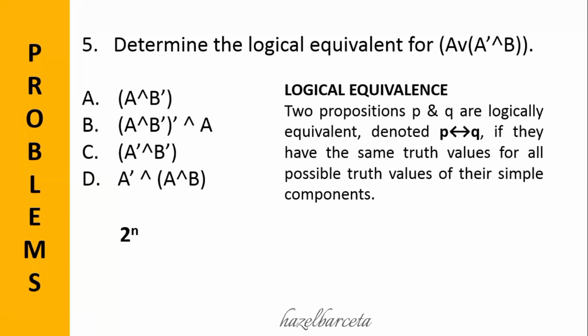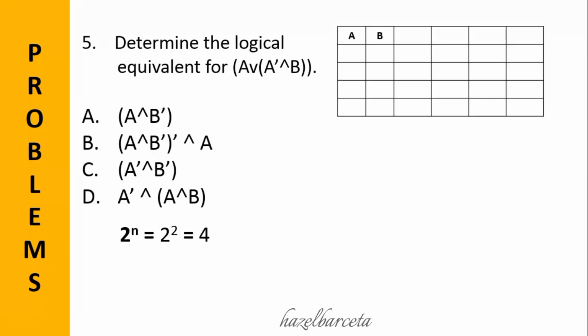Okay po? So, since truth table tayo, we have this formula para malaman po natin kung ilang combinations or ilang row ang meron tayo. 2 raised to n, n is the number of variable. Ilan po ang ating variable? We have A and B, therefore we have 2. So, 2 squared is equal to 4. Magkakaroon po tayo ng 4 na rows here.